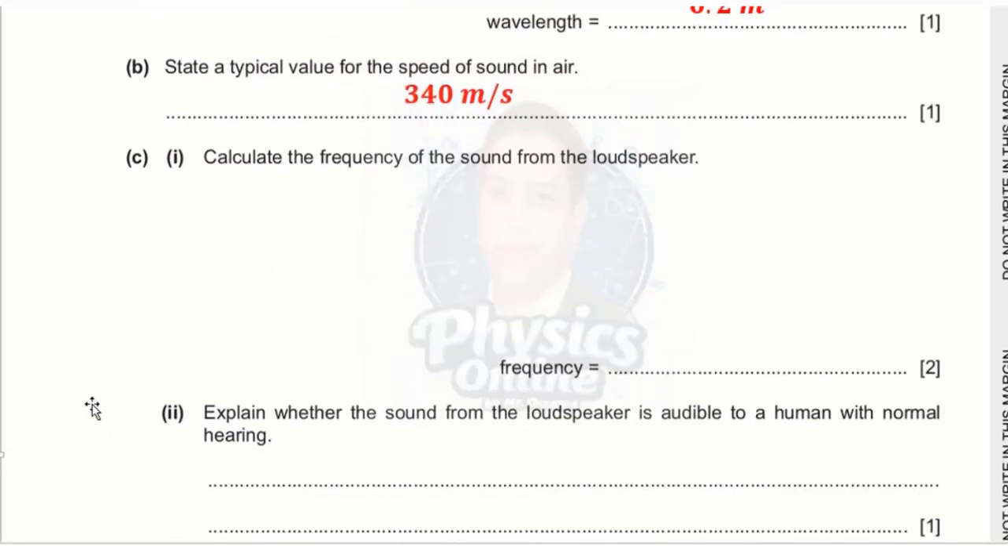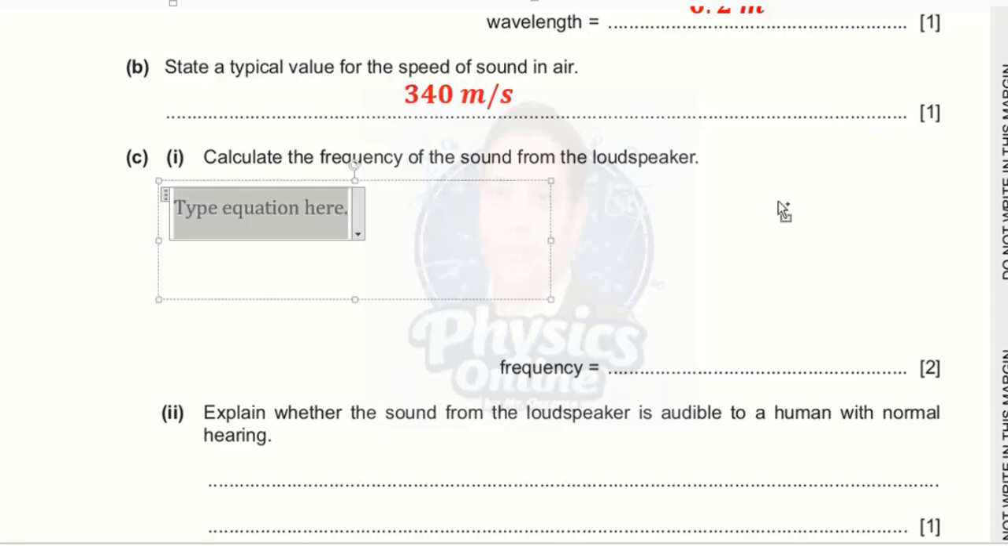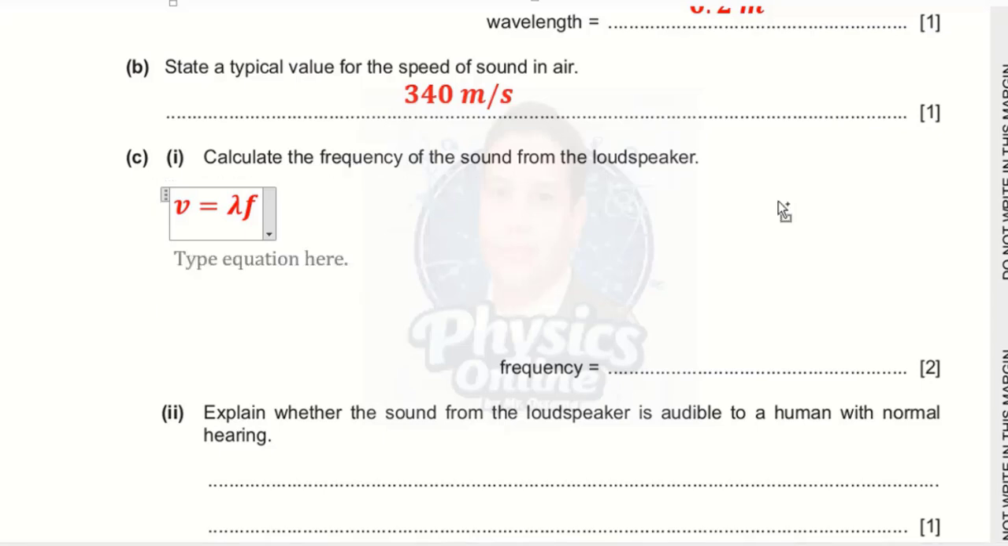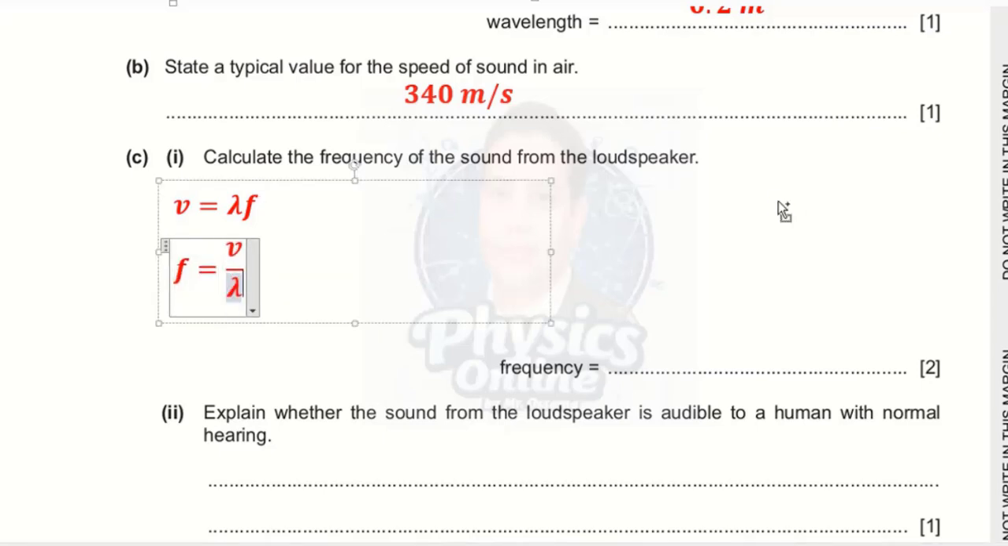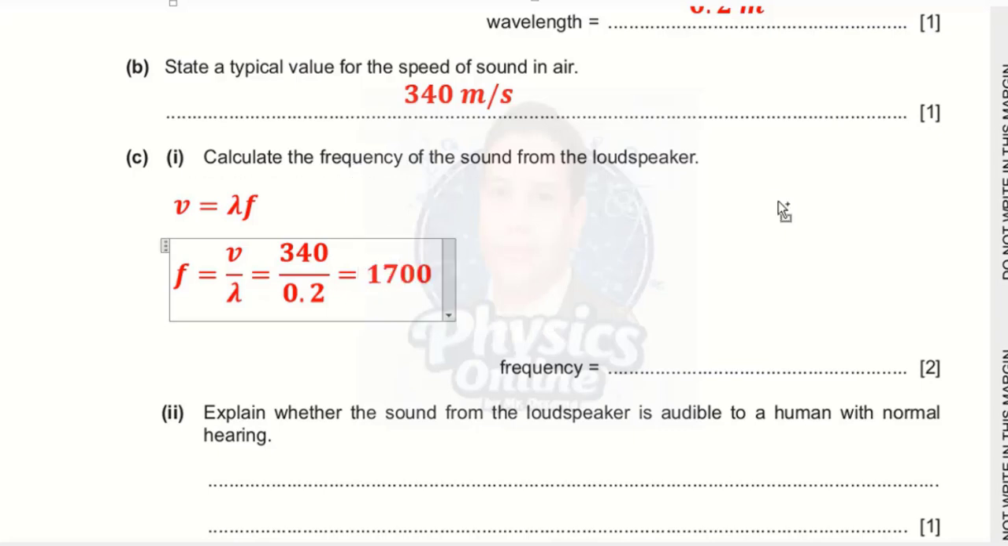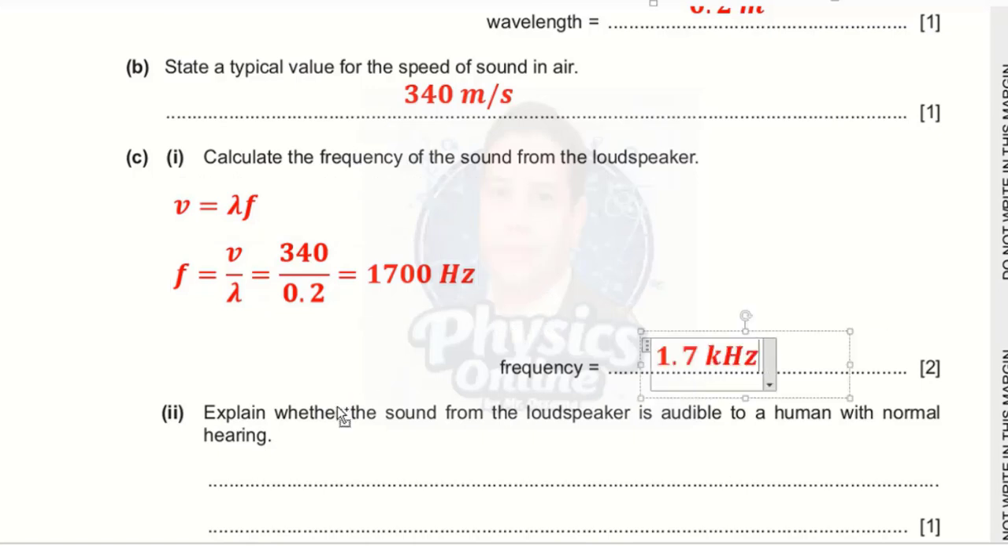Calculate the frequency of the sound waves from the loudspeaker. You write the equation of the speed of the wave, which is v equals lambda f. So the frequency f equals speed v over lambda: 340 divided by 0.2 equals 1700 hertz, or we can write it as 1.7 kilohertz.